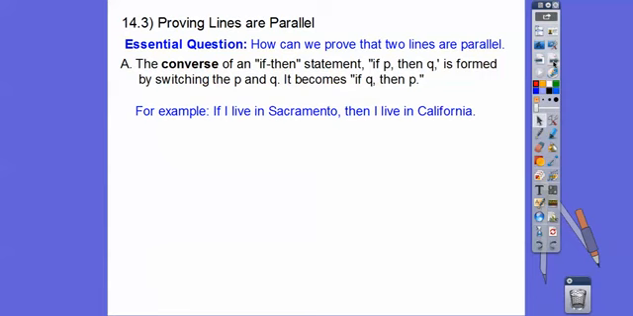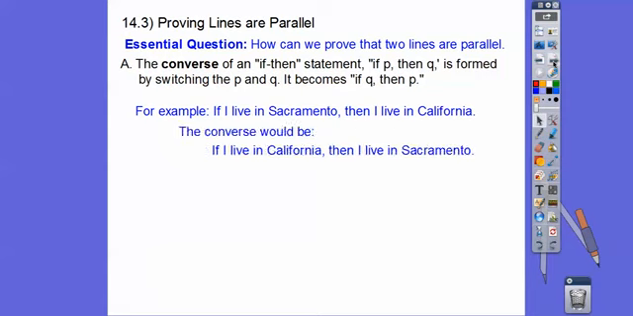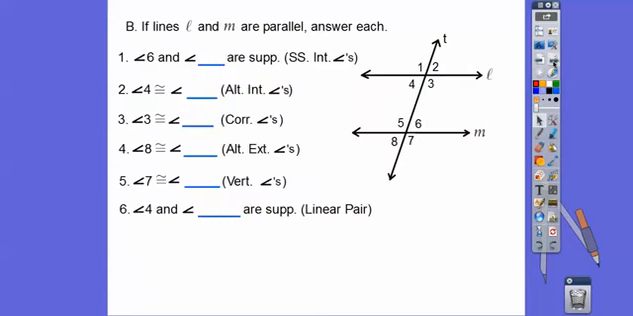If I live in Sacramento, then I live in California. Now, as far as I know, that's true. Someone told me there's a Sacramento in Kentucky or something like that. I don't know. But as far as I know, if I live in Sacramento, then I live in California. The converse would be just flip them around. So it would be if I live in California, then I live in Sacramento. And that's not necessarily true. I could live in all kinds of places in California. So anyways, that's an example of a converse.